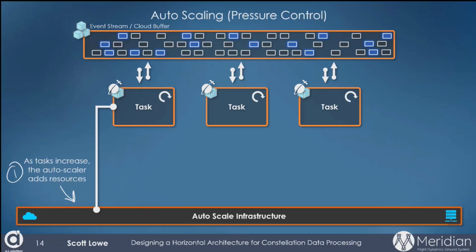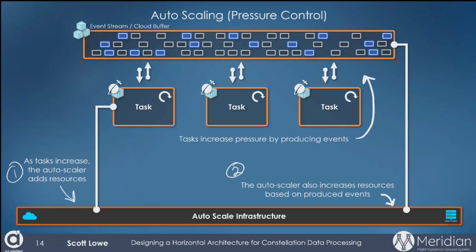So add physical hardware that you have backed up and ready and available to run these tasks. But then also, as the tasks are increasing pressure by producing events, we can also make the autoscaler aware of increasing resources based on those produced events. So the key takeaway here is that as the tasks turn on and off, and as more and more data comes in and out of the buffer, you can turn on or turn off resources as you need.